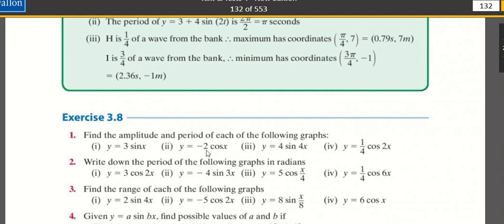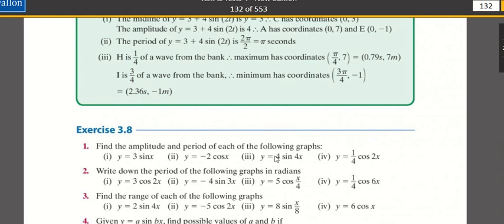Second one, the amplitude would be just 2 again. Just because it's a minus won't change how it's still being multiplied by 2, so it'll still stretch up 2. Then the period won't change again. It'll still be just 2 pi or 360 degrees.